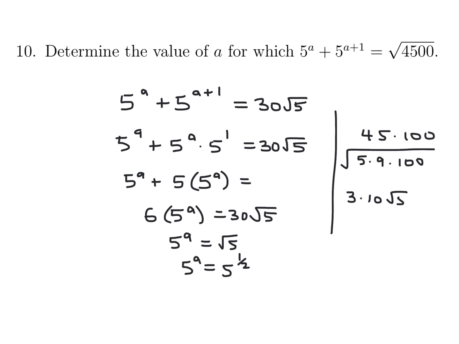And therefore, wait, hold on one second, sorry. 30 divided by 6 is 5, so I should have had a 5 in there. So that's 5 times root 5. So that's basically going to be 5, this is 1, right? So 1 plus a half, 3 over 2. So therefore, a is equal to 3 over 2.